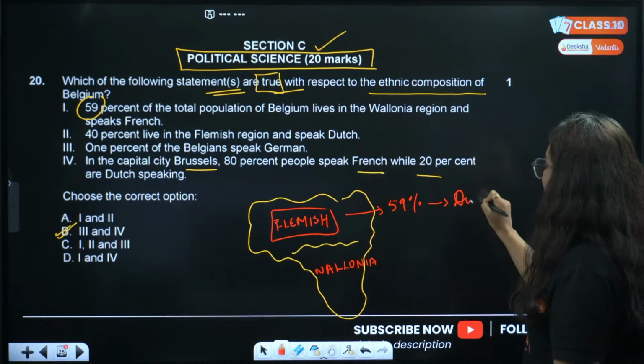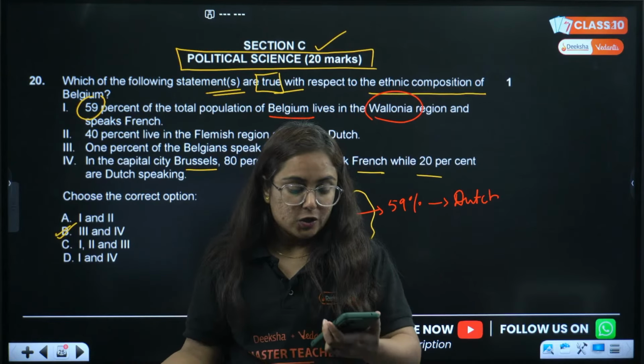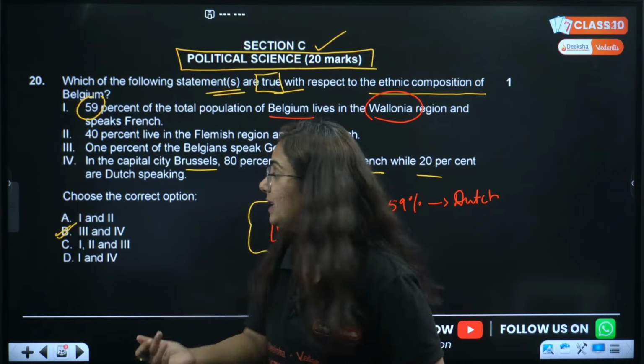Now this is the blunder. We are sure about 59%. We are sure about people living in Belgium. Which region? Figure it out. See, these silly mistakes can lose your marks. It's the end of January, I'll consider this as February, so we are making silly mistakes in February, students. 59% of the total population of Belgium lives in Wallonia. No, they live in the Flemish region. The first statement is wrong. If the first statement is wrong, which one is correct?